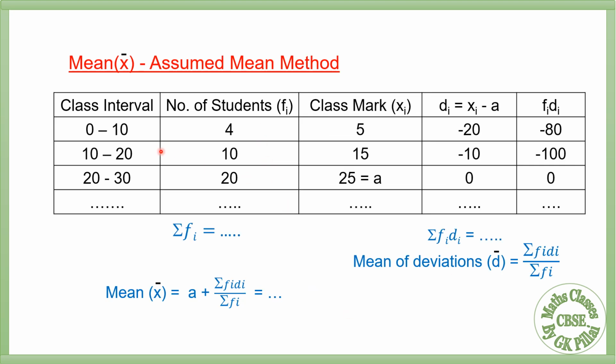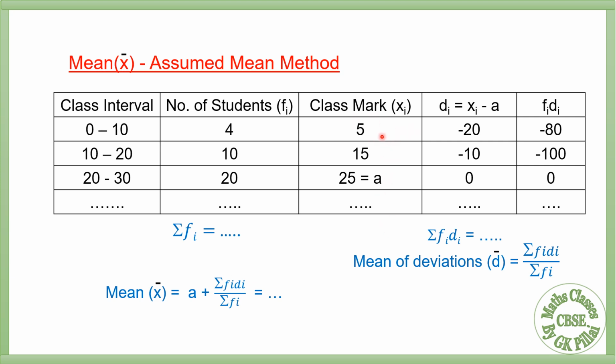Next is the assumed mean method. Once again the class interval will be there. So the mid value you will find it here, class mark. Number of students, frequency, here, class mark will be here.